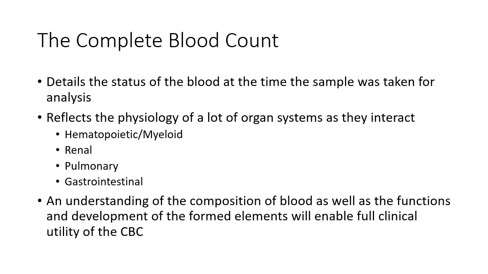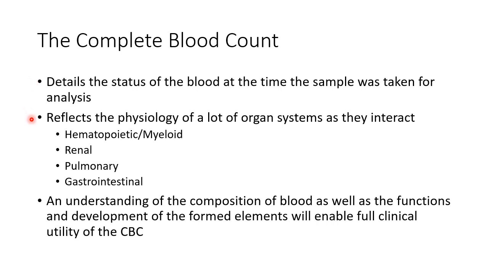So, for this session, we will be learning about the complete blood count. The complete blood count is a simple way to estimate the physiology of a lot of organ systems that interact to ultimately produce or modify the components of blood. And so the complete blood count gives information about the status of the blood at that particular time only when the sample was taken.